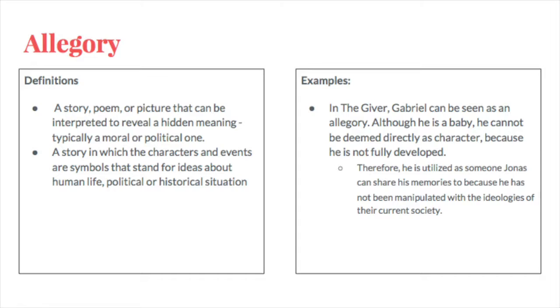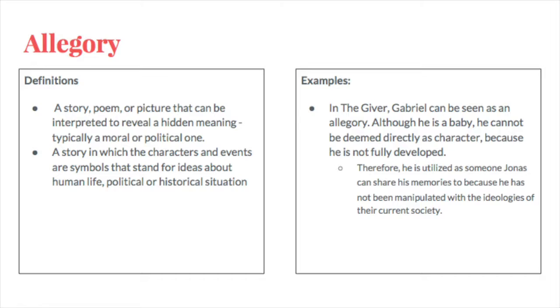So, an example is in The Giver, the baby Gabriel can be seen as an allegory. Although he's a baby, he cannot be deemed directly as a character because his personality, his character was never really fully developed. However, there are many people who do think that he can be seen as a character, and many people wrongly interpret it as so.